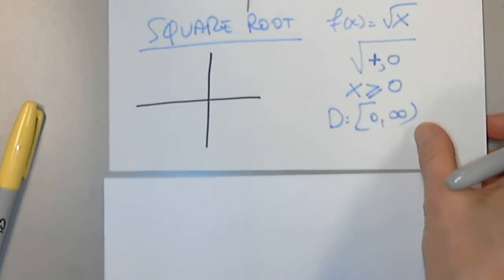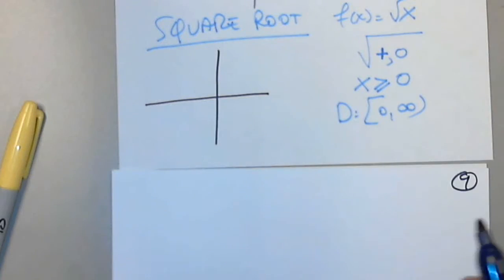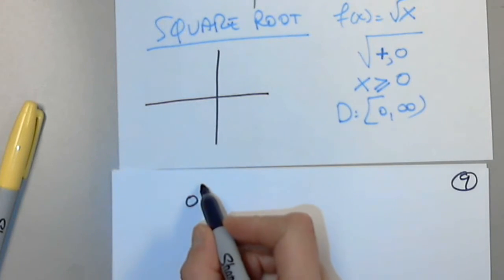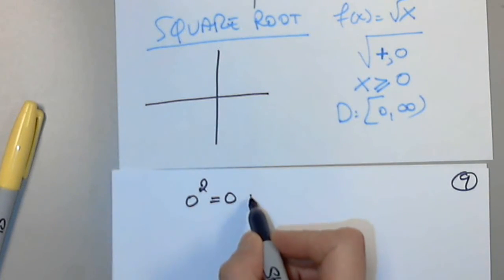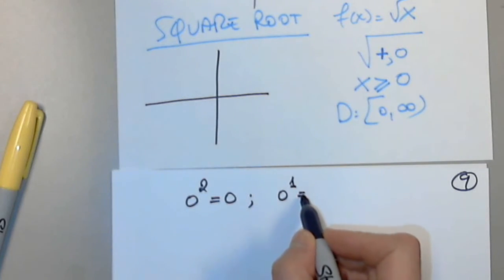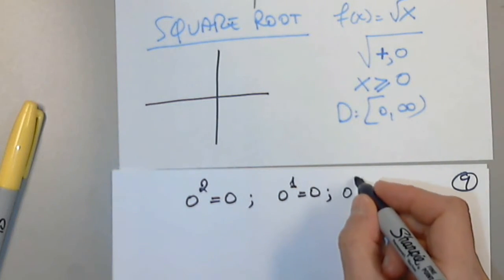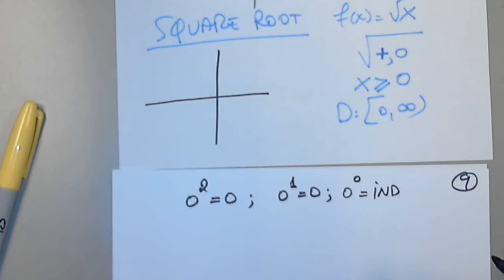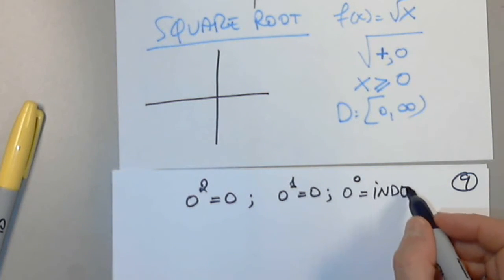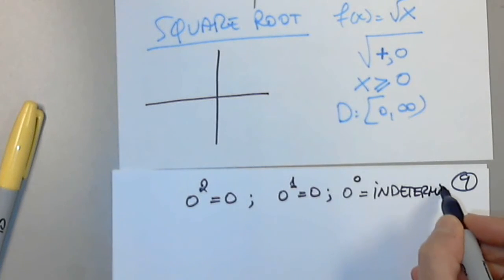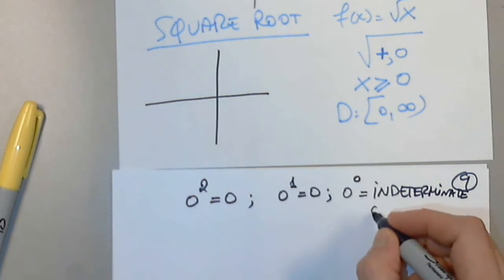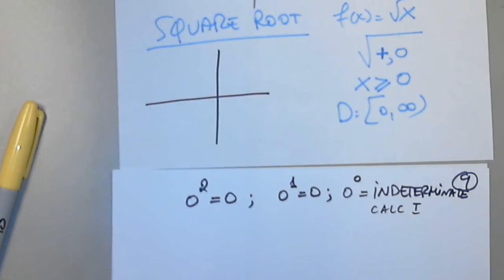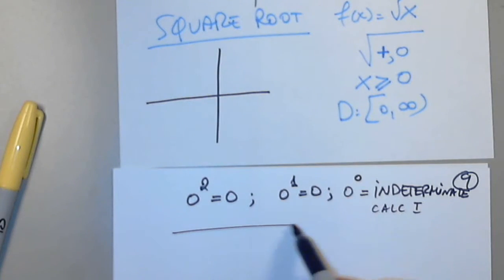You don't have to write this. I'm writing this for Tom. So 0 to the second power is 0. 0 to the first power is 0. But 0 raised to 0 is indeterminate, not undefined. You have to wait till Calc 1 for that. Okay, and other things. So you don't have to write this.